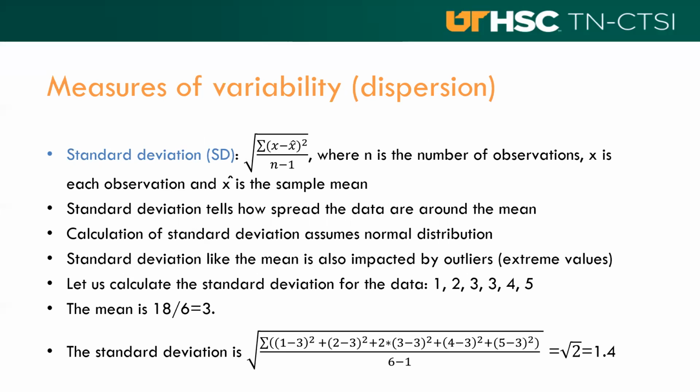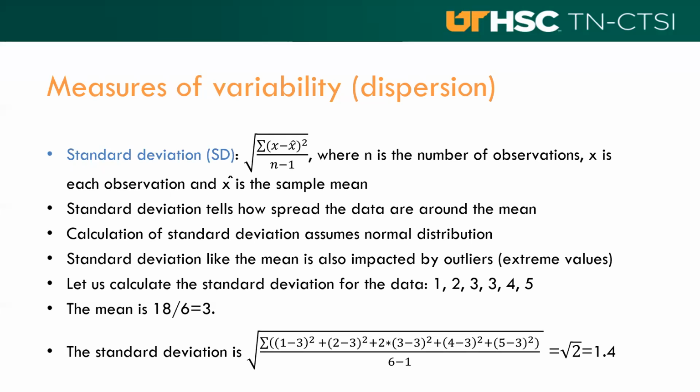So usually we don't report the measures of central tendency alone. We supplement that with other statistics that tell us about the variability of the data around the mean or around the median. The measures of variability or dispersion include the standard deviation and standard error. Also, we use confidence intervals and the interquartile range.